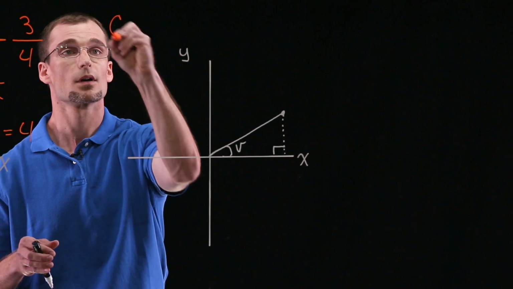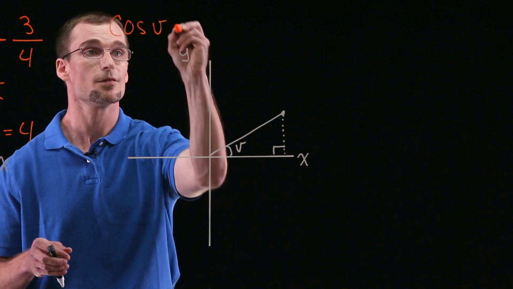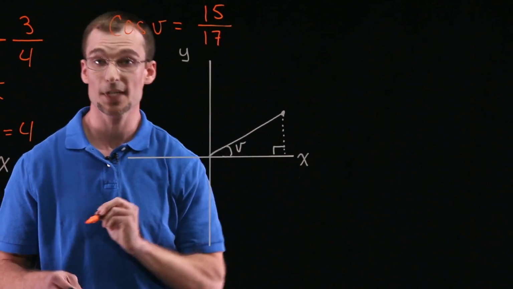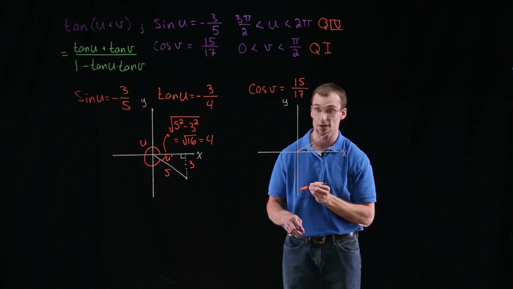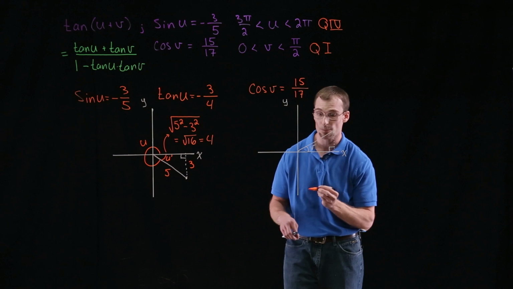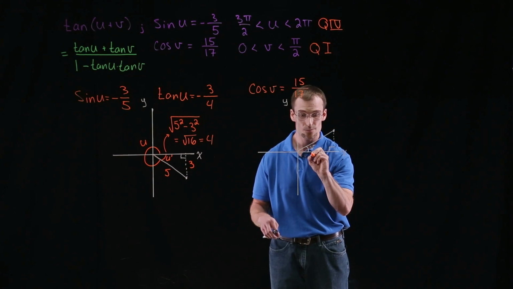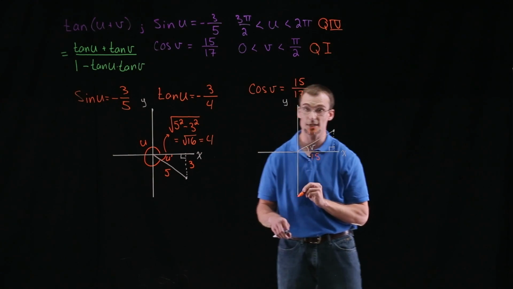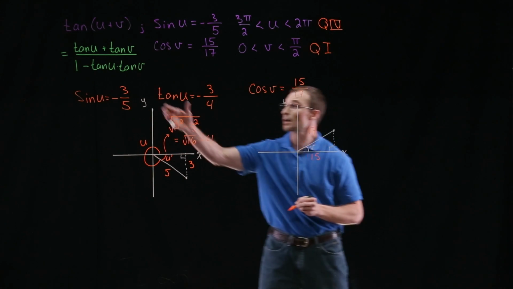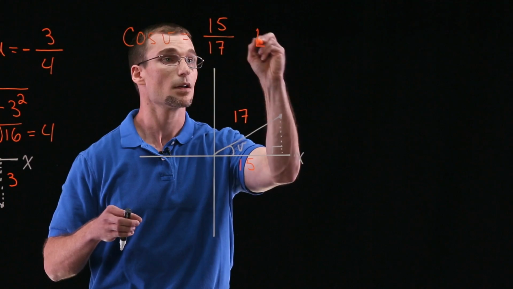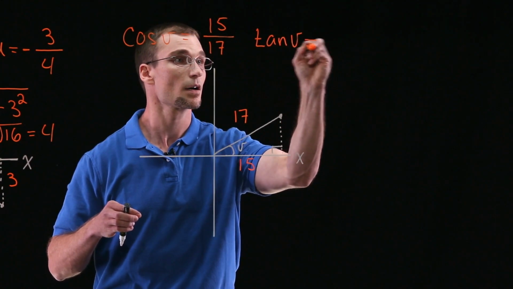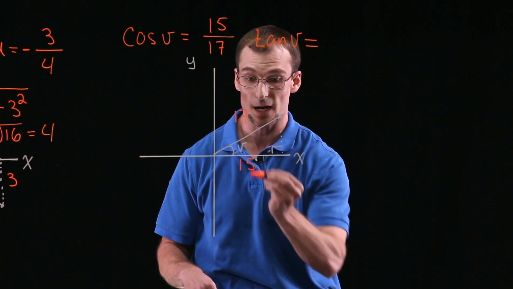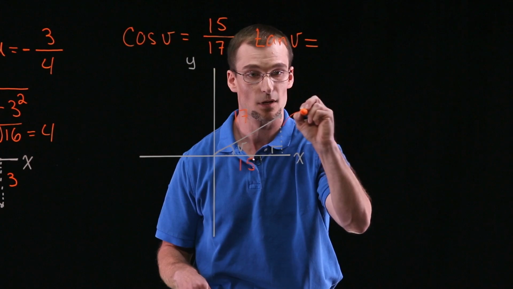Well, what do we know? Cosine of v is equal to 15 over 17. And what is cosine of an angle, right? Adjacent over hypotenuse. So that says the adjacent leg here is 15 and my hypotenuse is 17. Well, what do we need? The tangent of v. So let's go ahead and put that here. Right? So we want to know what tangent of v is. Well, tangent again is opposite over adjacent. I have the adjacent, we need the opposite.